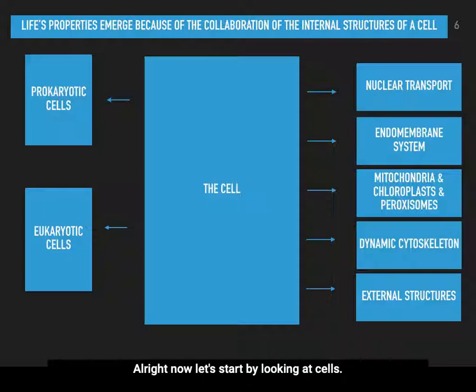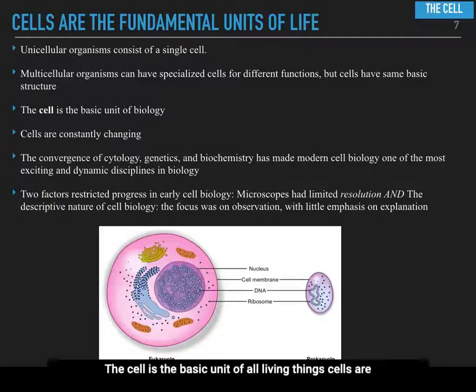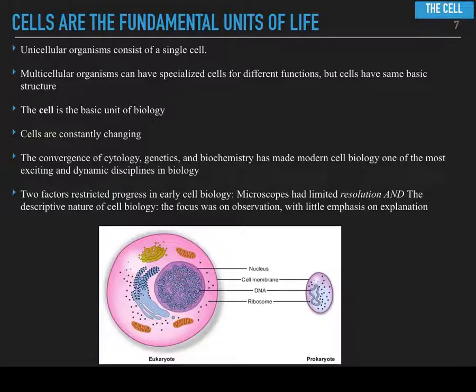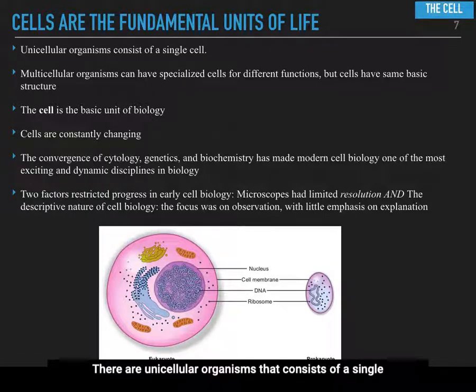All right, now let's start by looking at cells. The cell is the basic unit of all living things. Cells are constantly changing. There are unicellular organisms that consist of a single cell, and multicellular organisms that have specialized cells for different functions. Two factors restricted progress in early cell biology: microscopes had limited resolution, and the descriptive nature of cell biology. The focus was on observation, with little emphasis on explanation, but now cell biology is a huge field and is often combined with biochemistry, genetics, and evolution.